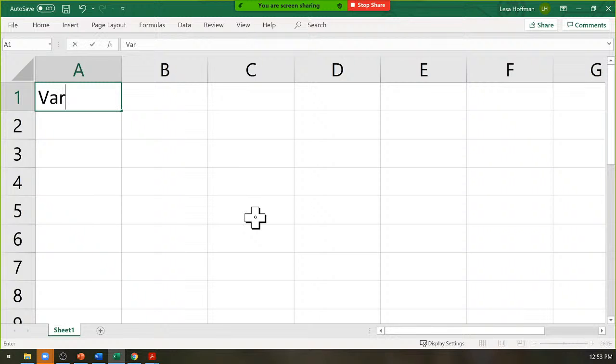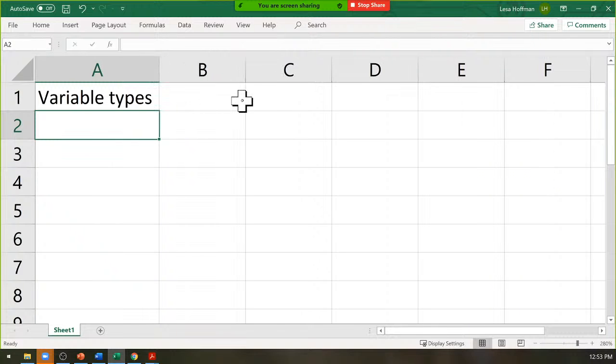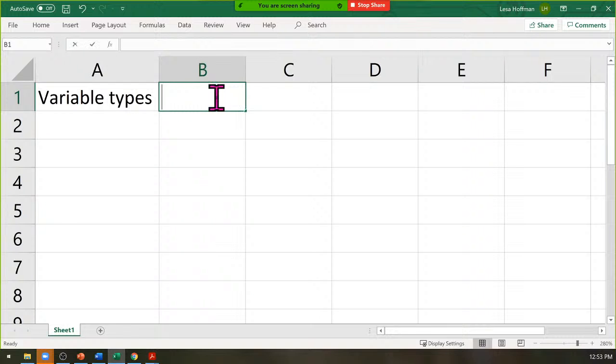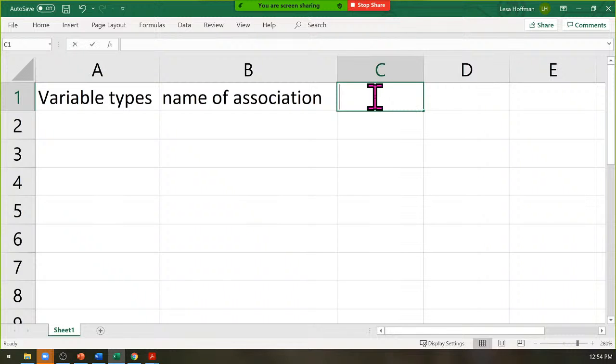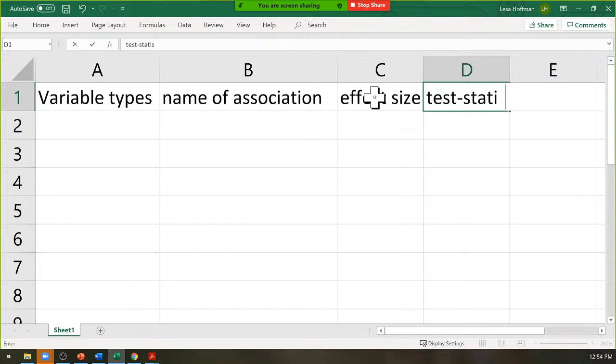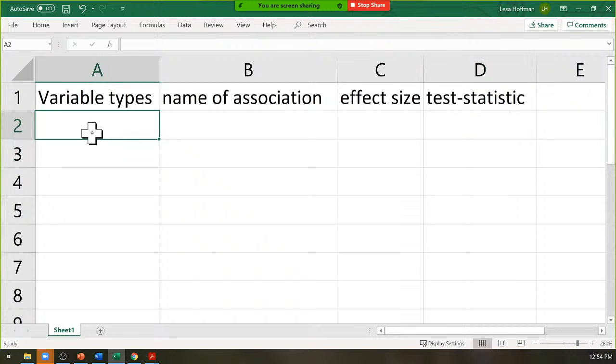So we'll do variable types as one column here, and then name of the association. We'll make that one. And then we'll do effect size and test statistic. There we go. Those are our broad categories. So we did, as our first pass at this, quant and quant.